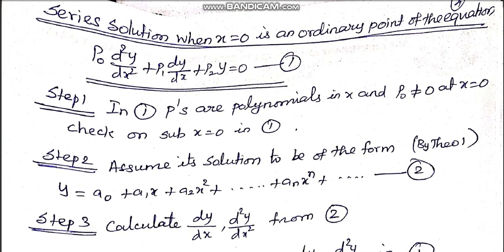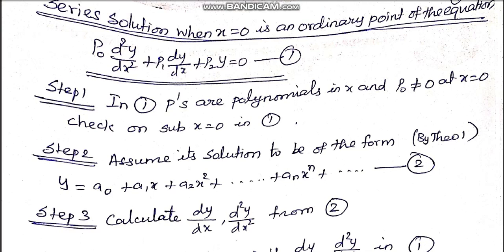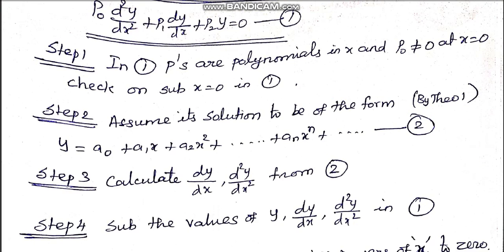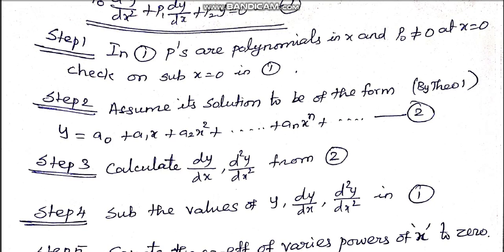This is the procedure for doing problems of this type. Series solutions when x equal to 0 is an ordinary point of equation 1. Step 1: in equation 1, the p's are polynomials in x and p naught is not equal to 0 at x equal to 0. First we need to check whether it is an ordinary point or not by substituting x equal to 0. Step 2, assume the solution. Let this be equation 2.